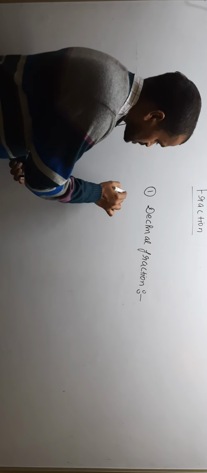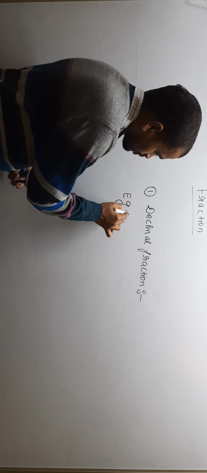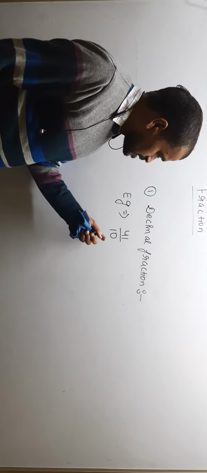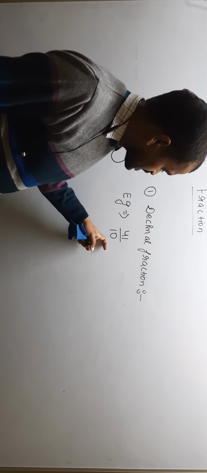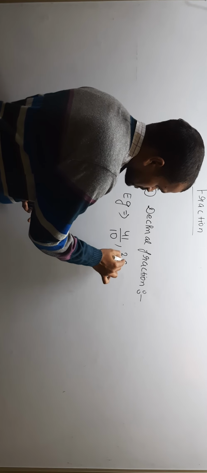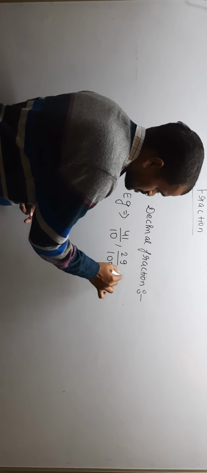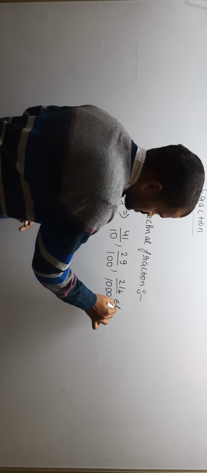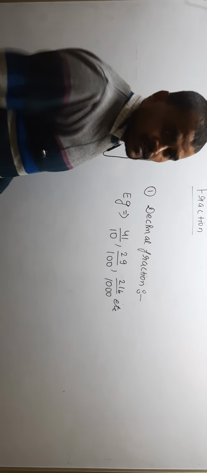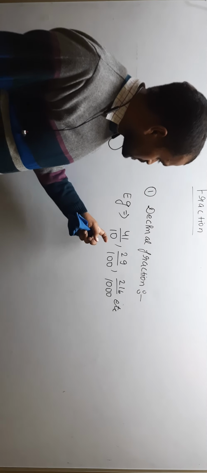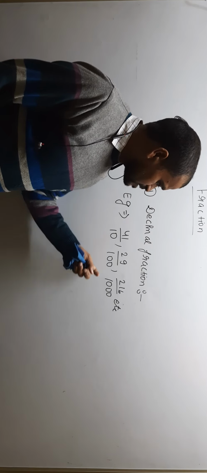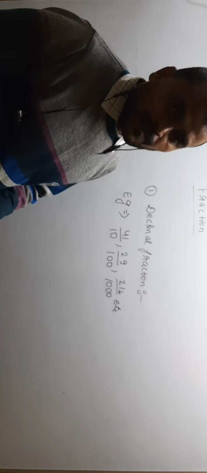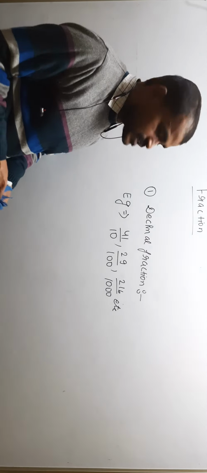So let's see some examples here. Suppose I have written 41 upon 10. If the denominator is 10 or 100 or 1000, etc., this is called a decimal fraction. In a decimal fraction, the denominator is always 10, 100, 1000 and many more. So this is all about the decimal fraction.